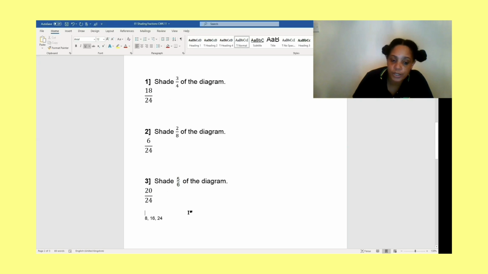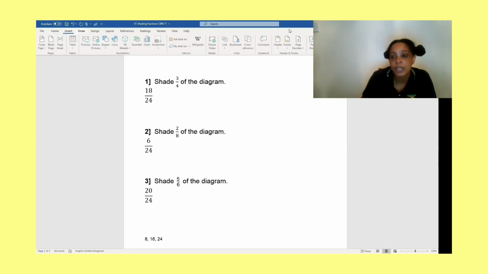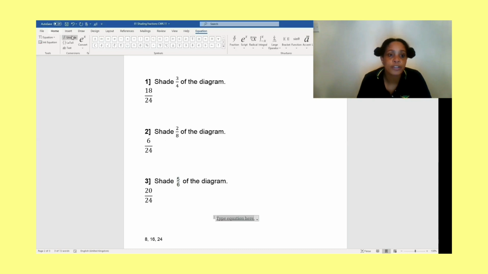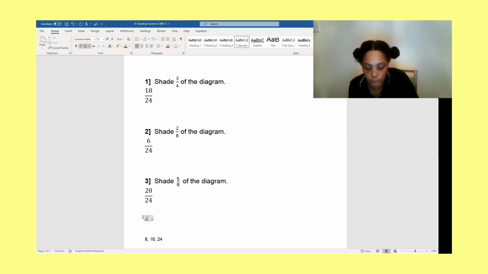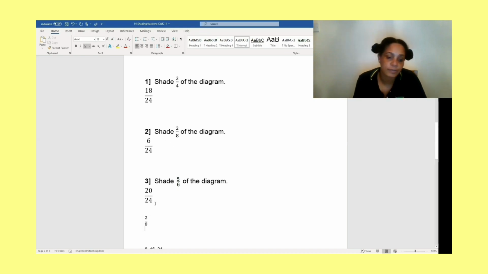Now we can answer our question. Our question was to put these in order, smallest to largest. Now that we've made them all out of 24, we can use that to compare them. The smallest one is 6 out of 24, which is the same thing as 2 out of 8. So we have got to go back, and we're now going to write our answer as 2 out of 8. So the first one, smallest to largest, is 2 out of 8.